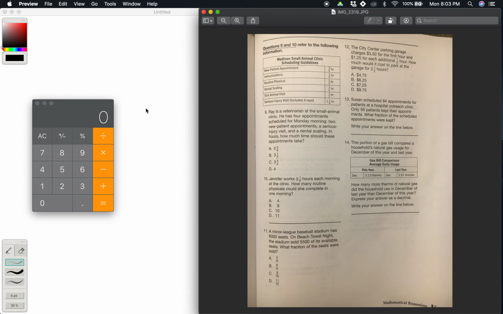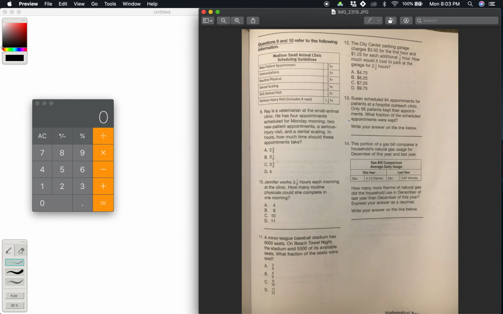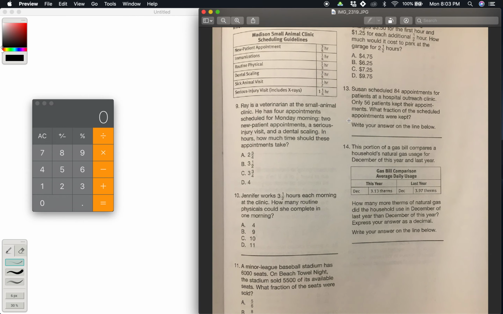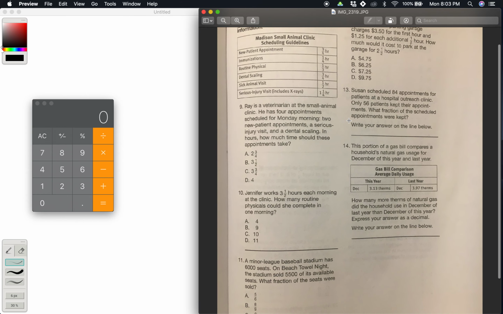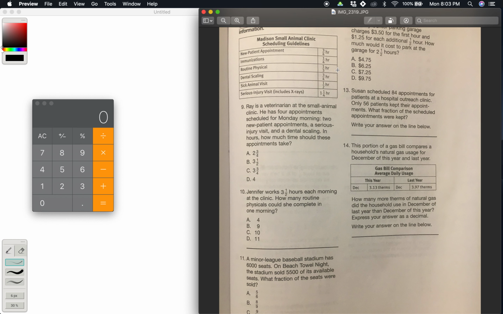Okay, so here we go. Let's start with the first question. Zoom in here a little bit. Okay, so they give you a chart here for new patient appointments, immunizations, etc. So this is a chart for some of the questions.